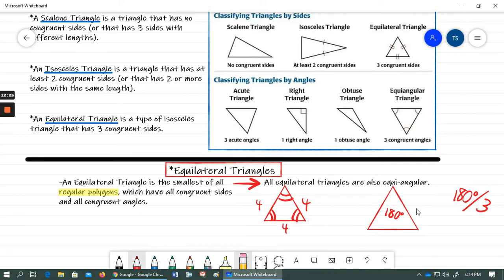So guys, any equilateral triangle will also be equiangular. And folks, if we know that it's equiangular, it has to be equilateral, and each angle has to be 60 degrees. If the triangle is equiangular, each angle has to be 60 degrees.